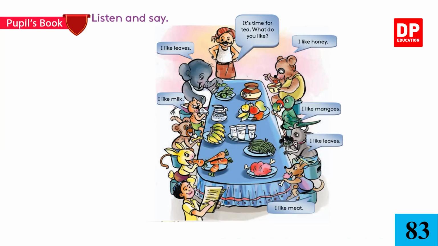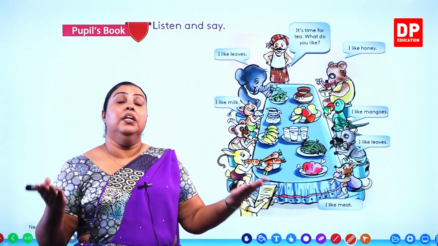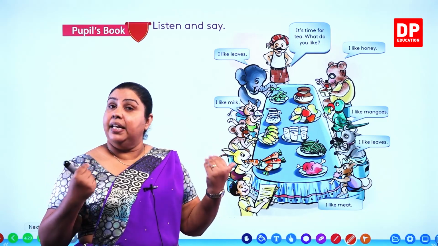Now I'm going to take you to your pupils book. Right? Now, I hope you have your pupils book and your workbook with you. We are going to do the activities as well. So now I have brought you to your pupils book. We are talking about the food that the animals eat.